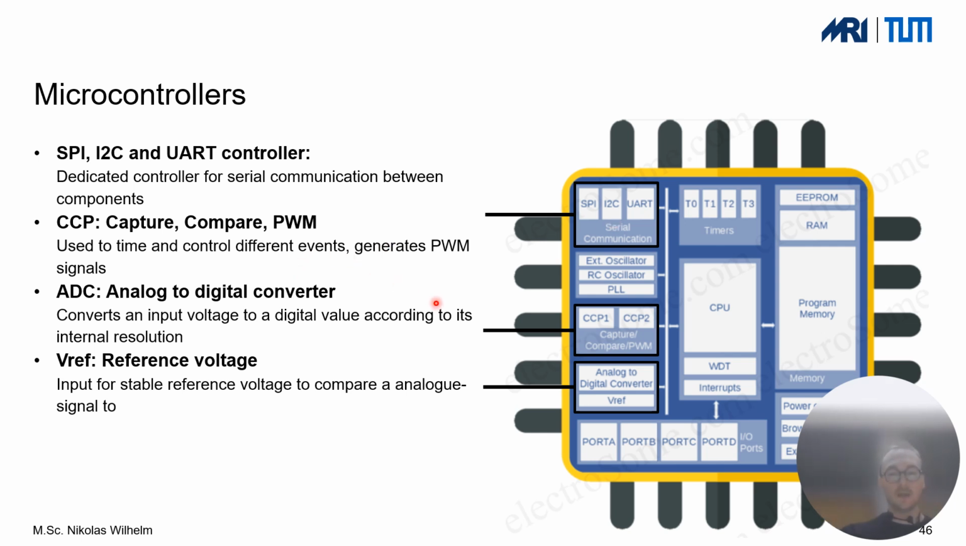One other thing I'd like to mention here is the analog to digital converters. Some of the sensor signals that we obtain just deliver us an analog signal, and we want to somehow convert it to a digital signal to be actually able to work with it and process it with the chip itself.